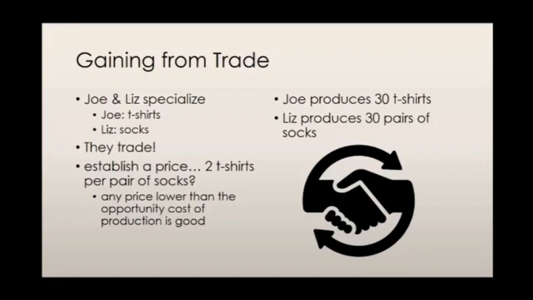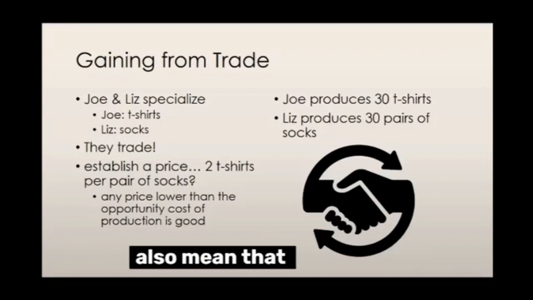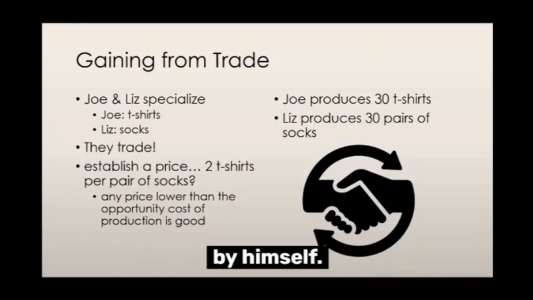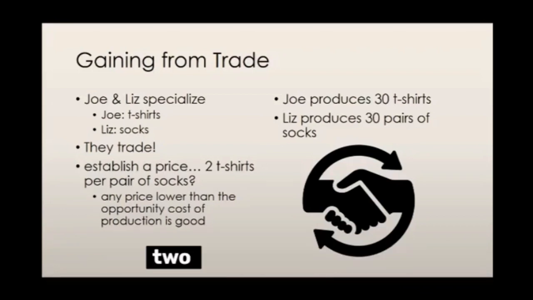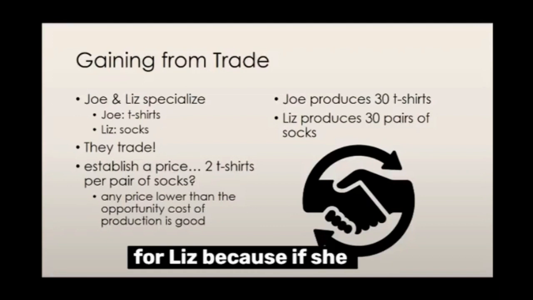Let's pick some random price that they will trade at, say 2 t-shirts per pair of socks. On the other hand, this would also mean that 1 t-shirt would trade for half a pair of socks. For Joe, this is a good deal, because if he were to produce socks by himself, it would cost him 5 t-shirts to produce. Now he only has to pay Liz 2 t-shirts per pair of socks.